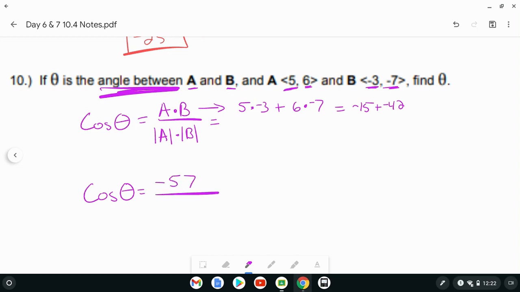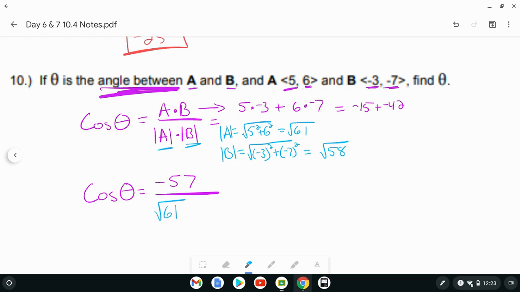You end up with a numerator for the cosine of theta equal to -57. So there's our numerator. Now on the side, let's find the magnitudes of these two vectors. So for vector A, the magnitude would be 5 squared plus 6 squared, all in the square root. You end up with the square root of 61. For the magnitude of vector B, square root of, be careful with the parentheses, -3 squared plus -7 squared, you end up with the square root of 58. 49 plus 9, square root of 58.